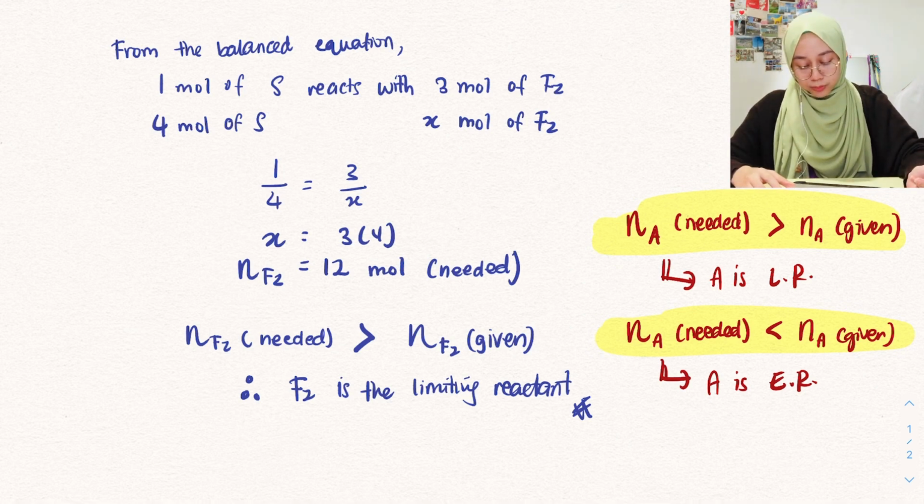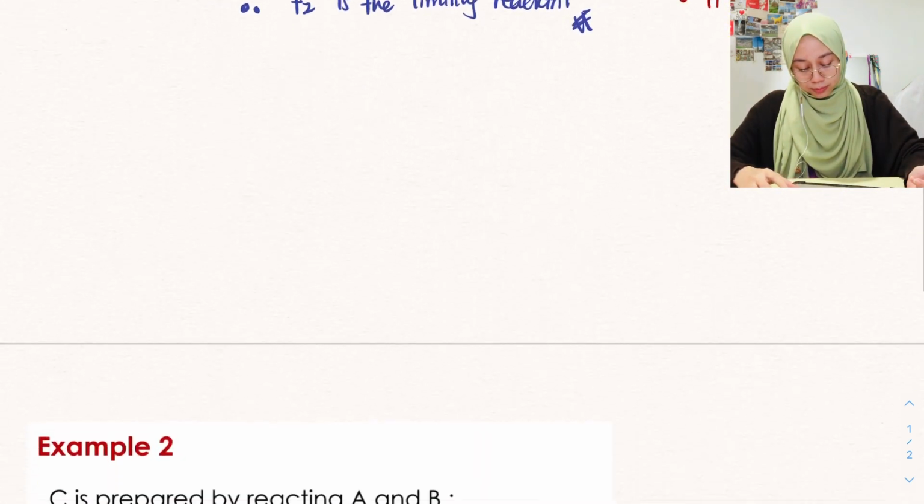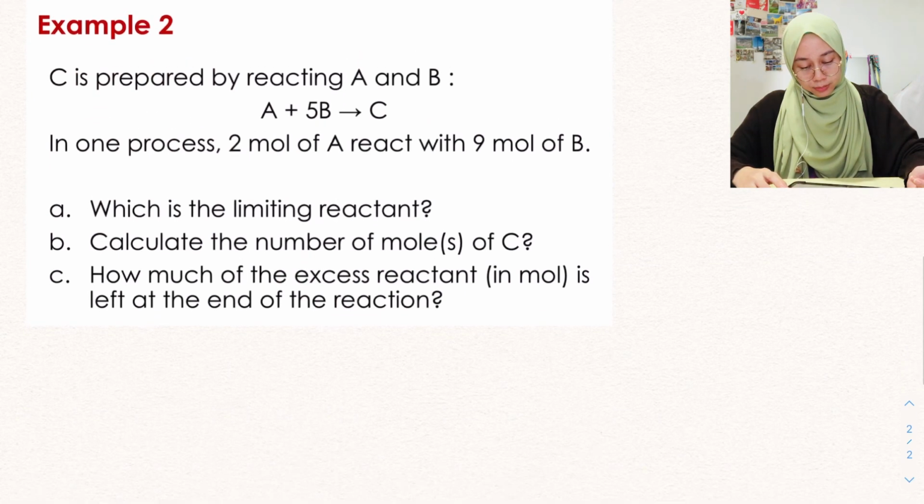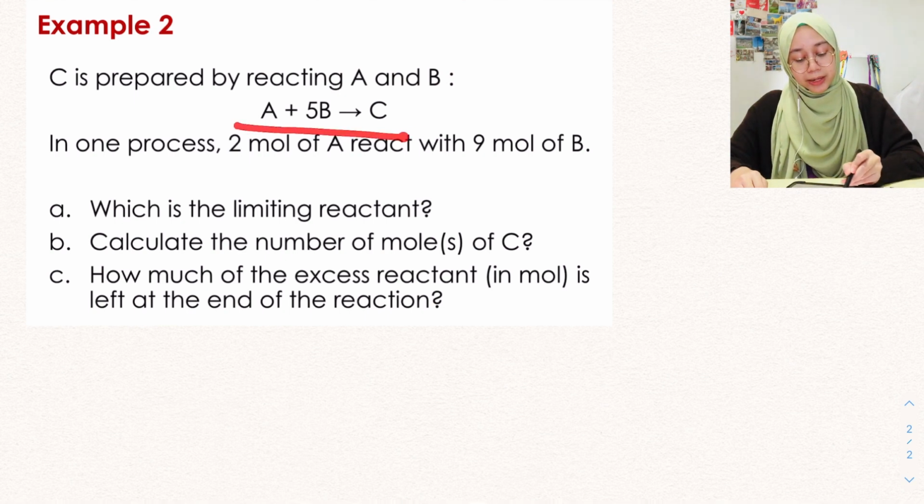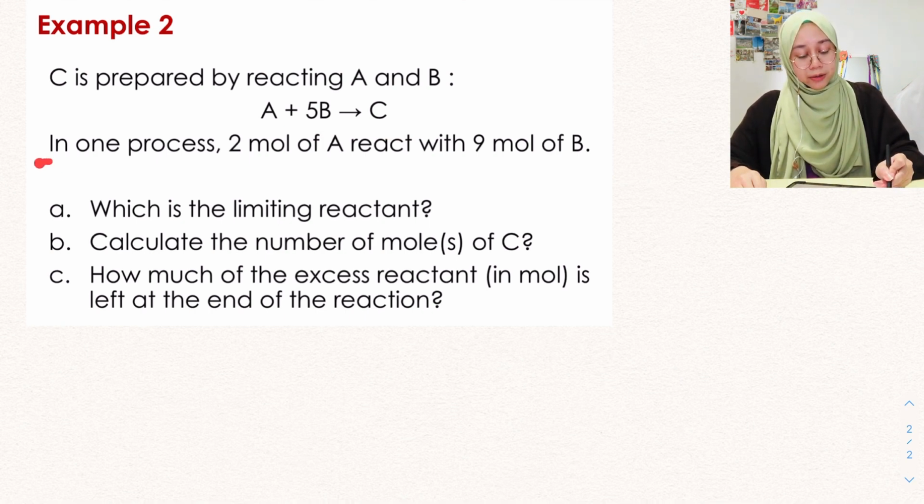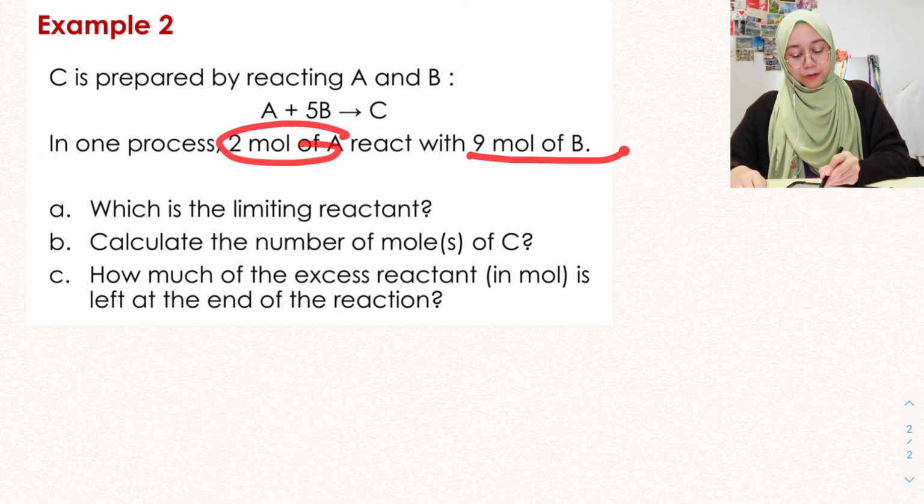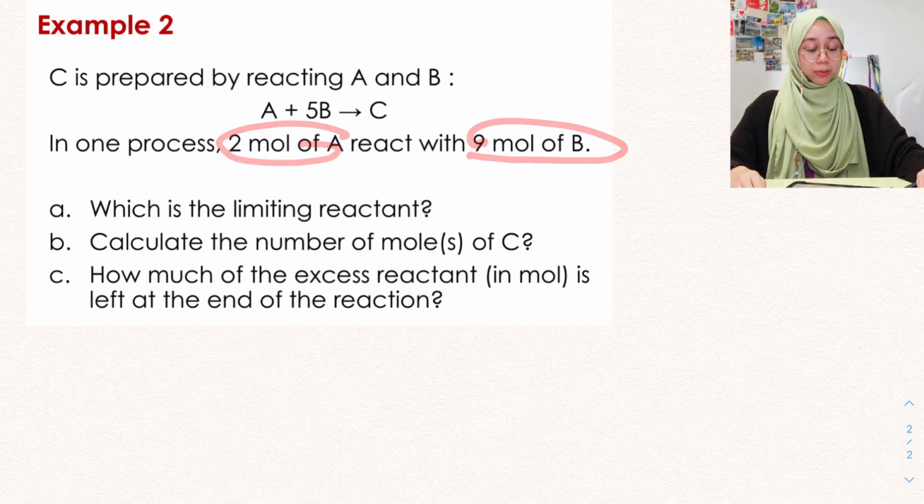Okay, example 2. Okay, so C is prepared by reacting A and B. Okay, so kita ada, dia dah bagi dekat kamu equation dekat sini, where A plus 5B menghasilkan C. Therefore, given to you that in one reaction, okay, you have been given 2 mole of A, it will react with 9 mole of B. Dan ada beberapa soalan dekat sini.